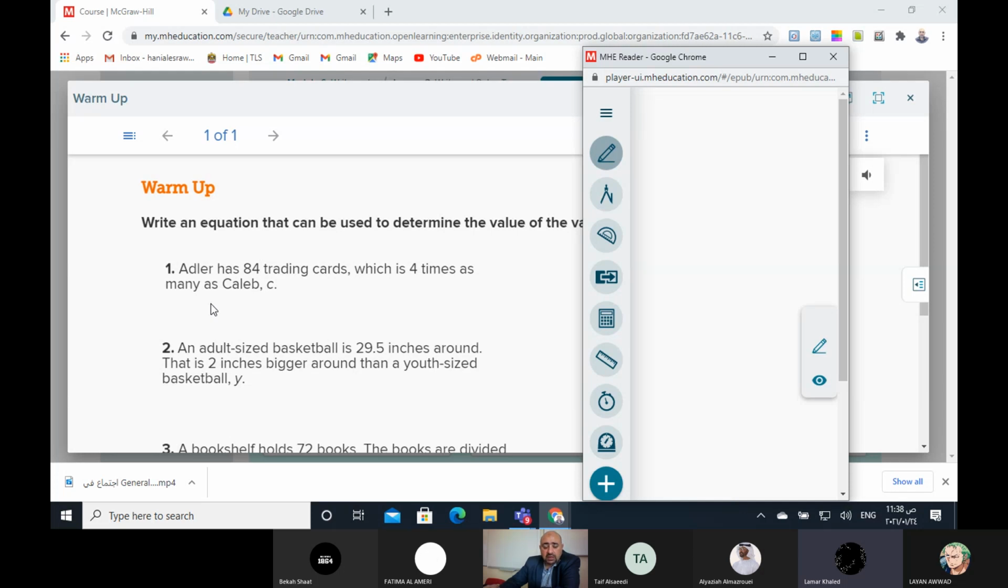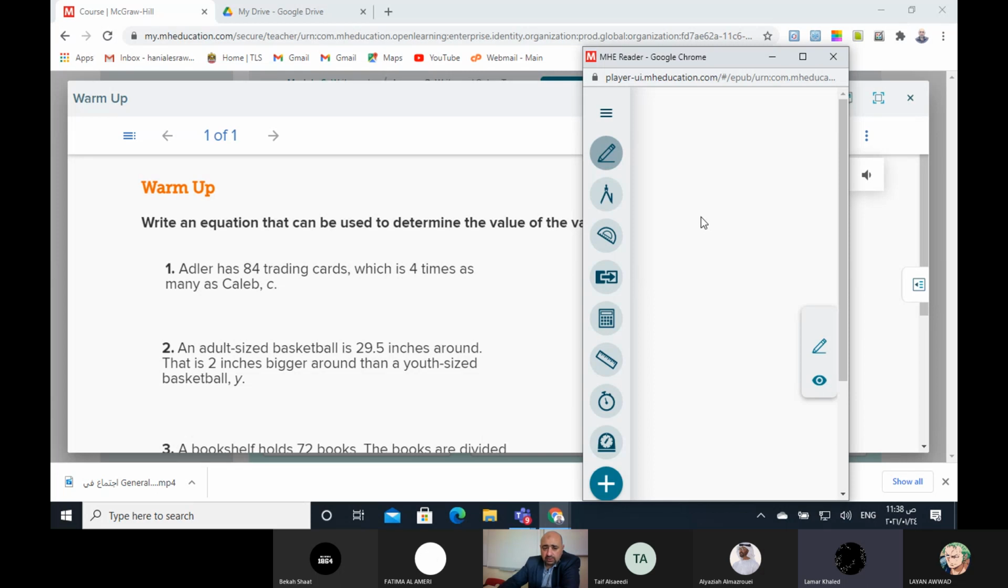Adler has 84 trading cards, which is 4 times as many as Caleb. Great. Now, Lamar, can you tell me what is the equation here? Can you write the equation here? Maybe it's 84 times 4.